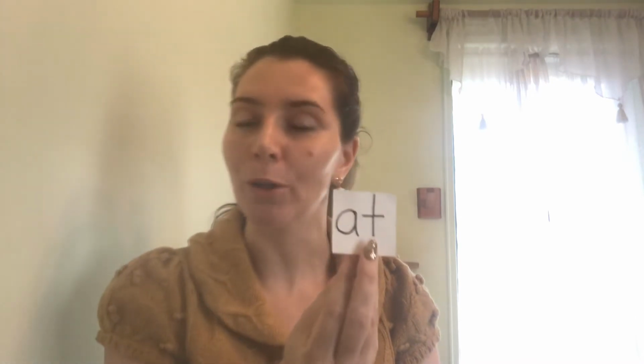Today, we're also going to work with the at family. When we see the letter A, we say the sound ah. And when we see the letter T, we say the sound t. So when we put those 2 letters together at the end of the word, we get at. So here's your ending chunk or your ending sounds, at. And those are going to be the sounds that we're working with at the end of our words today again. But what's going to change is the beginning sound or the first letter in our word.